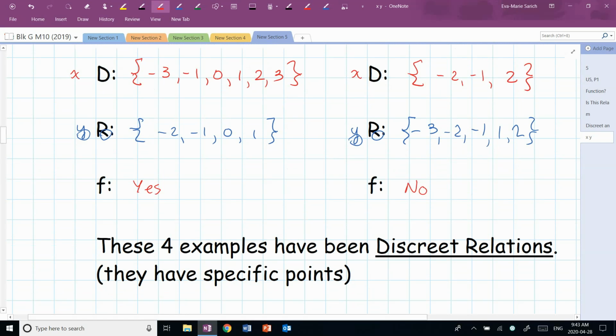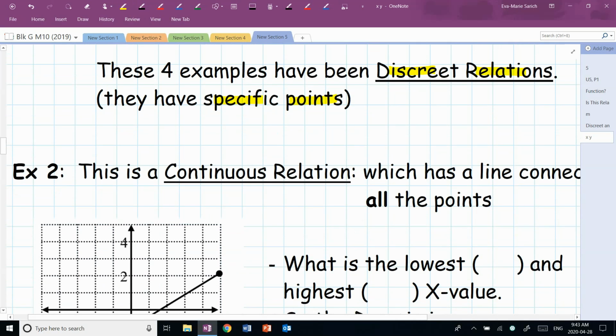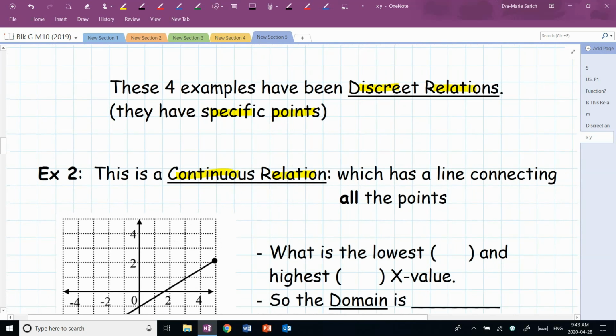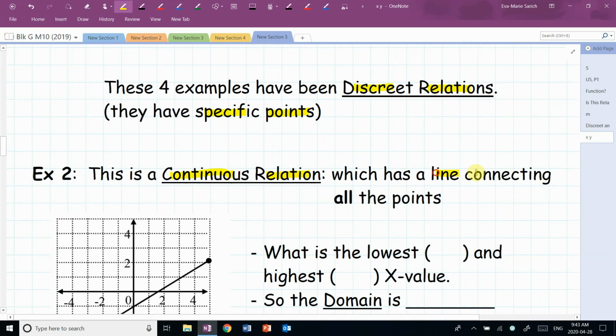Okay, so these 4 examples that we've just done are discrete relations. This is where we're looking at individual, specific points. Not all domain and range is discrete. We're going to do some examples now where we have some continuous relations. Remember, in a continuous relation, we have a line that is connecting the points.